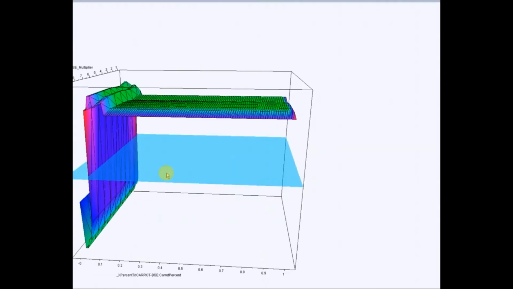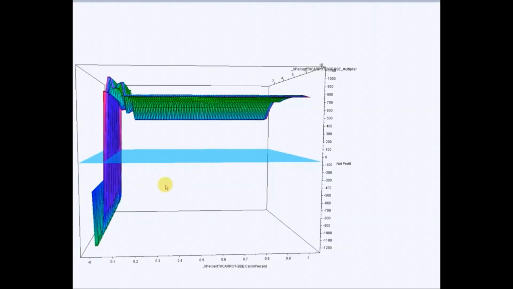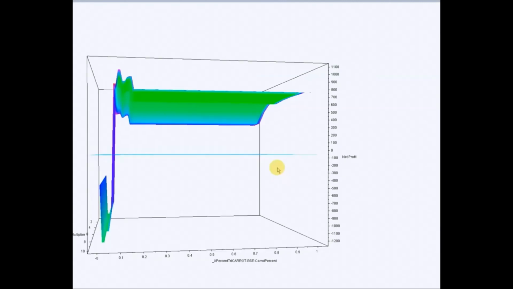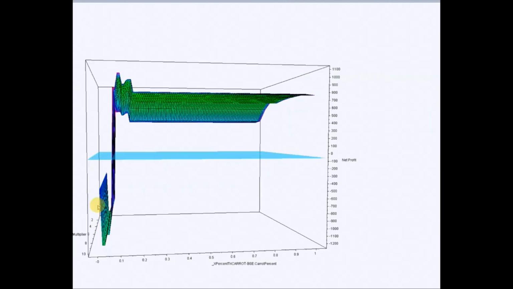And this one, we're looking at how much of the underlying asset you want to use for the caret. And you can see when it's too small, you're actually losing money. The watermark here is 0. So this is all negative here.